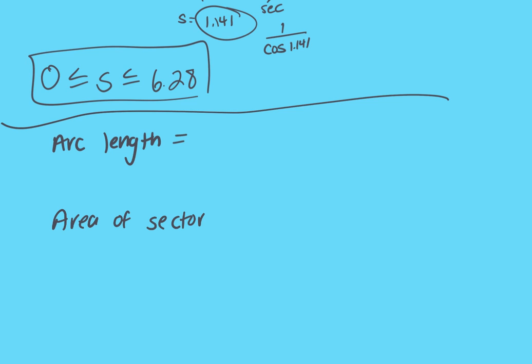Yeah, this is the S = θr, right? S equals theta times the radius. That's your arc length. And then area is 1/2 theta times the radius squared. The theta has to be in radians. So if it wasn't in radians, we'd convert it to radians and then you plug it in.